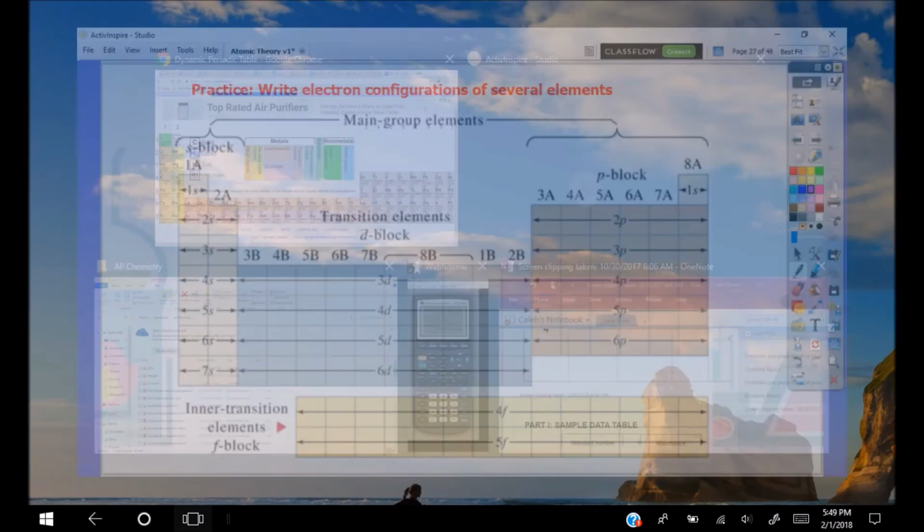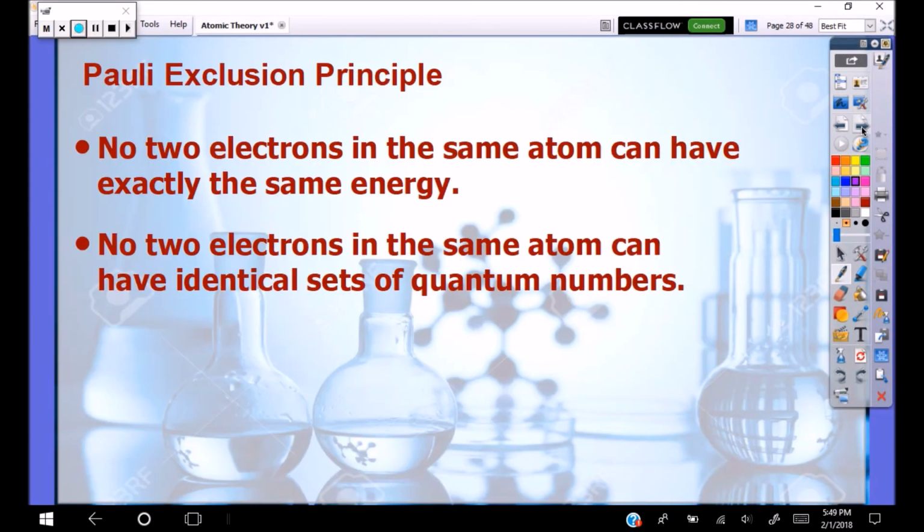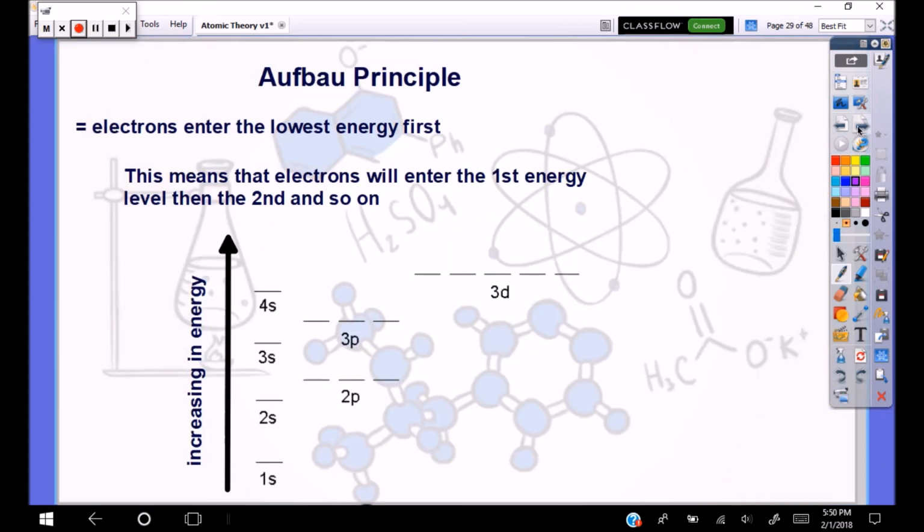Okay, moving on. So, Pauli exclusion principle, let's recap. We've kind of already touched on it. No two electrons in an atom can have the exact same energy, and no two electrons in the same atom can have identical sets of quantum numbers. So, in other words, you can have one pointing up, you can have one pointing down. Okay, simple enough. The Aufbau principle.